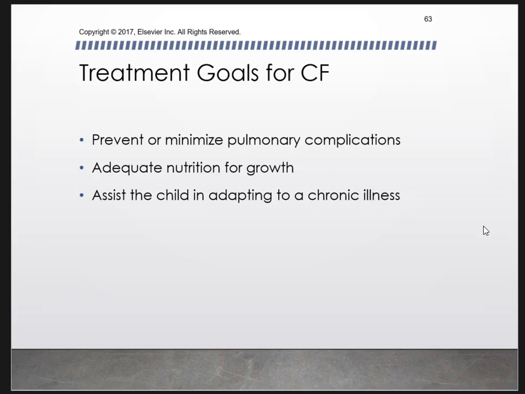So our overall goals shouldn't be a big surprise. Maintaining as great of a function as possible for their respiratory system, their GI system, and this child's life overall. Maintaining adequate nutrition, because we've talked about failure to thrive, so that's going to be a big hurdle to overcome. And then a lot of patient and family support for adapting to life with a chronic illness, especially one like CF.